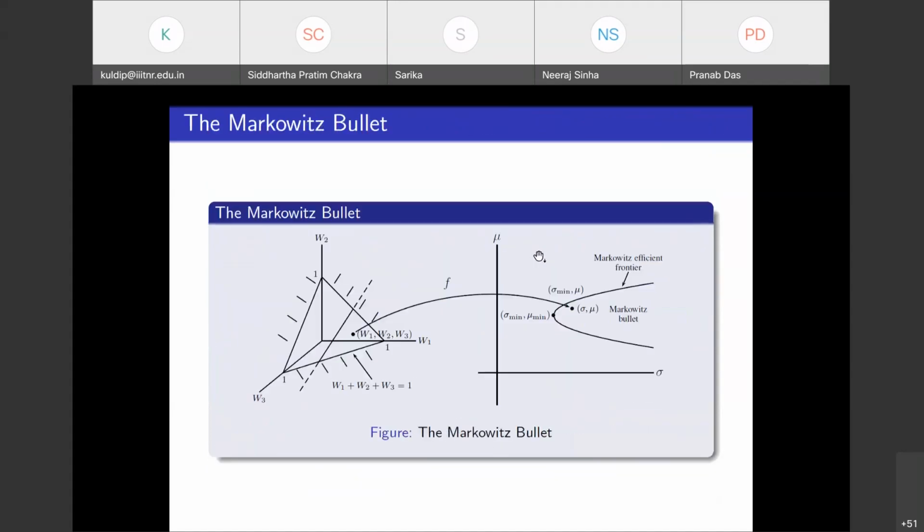So here, you can either find the weights which give this line either by fixing your mu and minimizing sigma, or fixing sigma and maximizing mu. Either of them, you don't need to do both. Either of them is going to give you this entire curve here, or rather the weights which give this entire Markowitz efficient frontier.